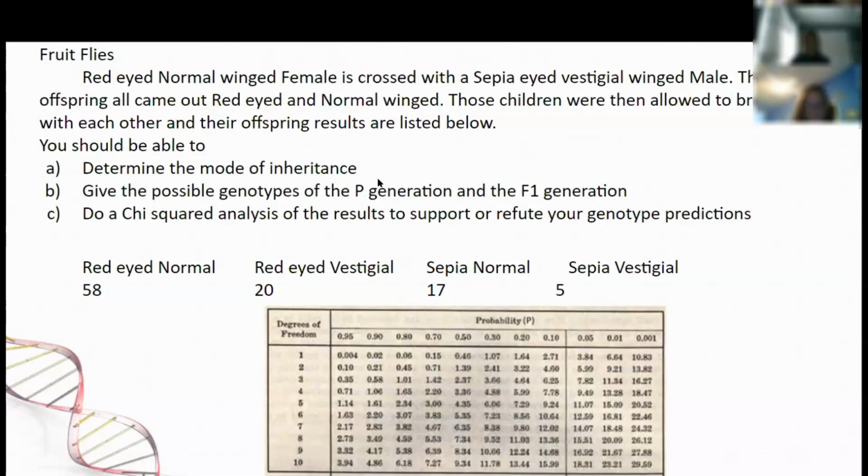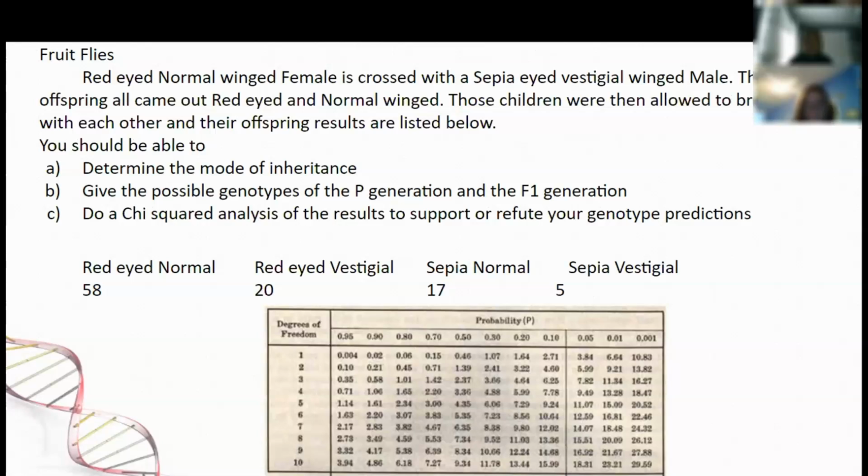So a normal wing female with sepia eyes is crossed with a vestigial winged male, and their offspring all come out red-eyed and normal. So that tells me I'm working with homozygous individuals, right? If all of the F1 generation comes out the same. Okay, so this is classical Mendelian, where you've got your P generation, which are true breeds, and then your F1 generation, which is a heterozygous cross.